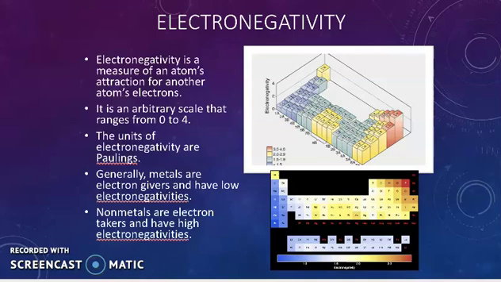Generally, the metals are electron givers. Metals will give up their electrons, so they don't really want to take anybody's electrons. They're already trying to get rid of the ones they have. So they have very low electronegativities. Nonmetals are electron takers, and they have high electronegativities because they're doing whatever they can to get those extra electrons to get their full outer shell. Our metals on the far left of the periodic table want to get rid of theirs, so they don't want anybody else's electrons because they're still trying to get down to a full outer shell. So your electronegativities depend on if it's a metal or nonmetal and where it is.